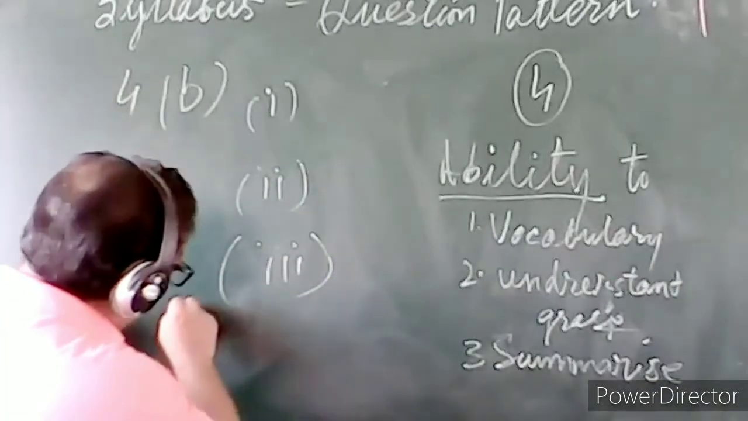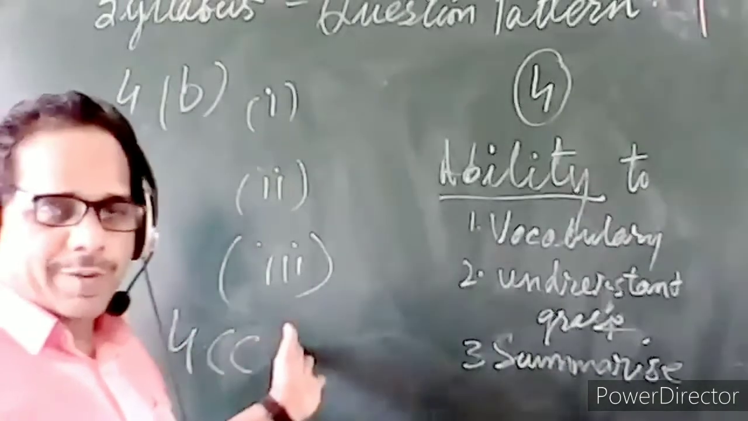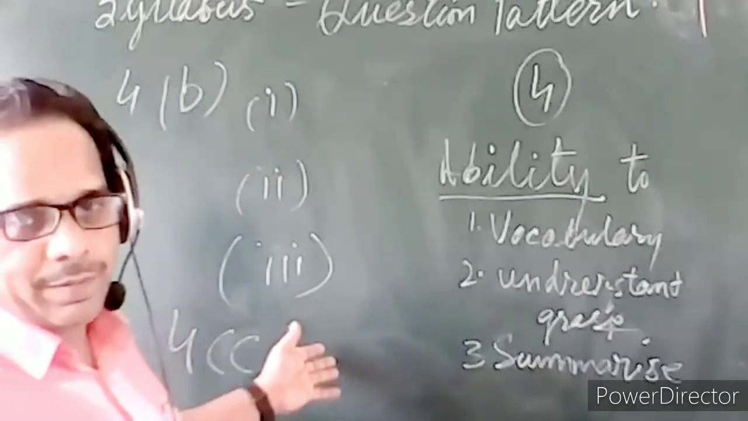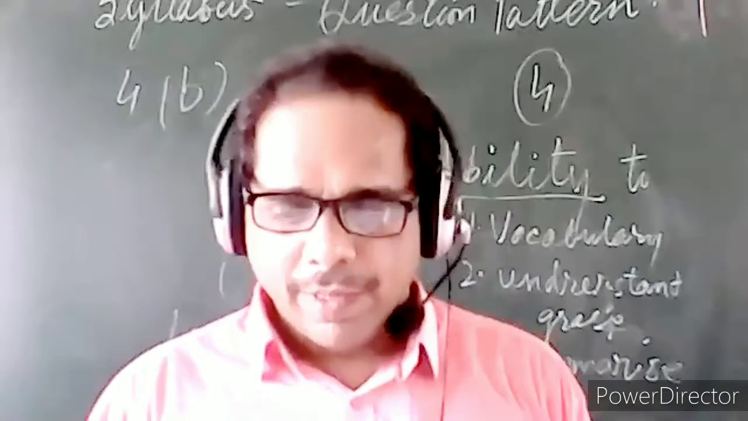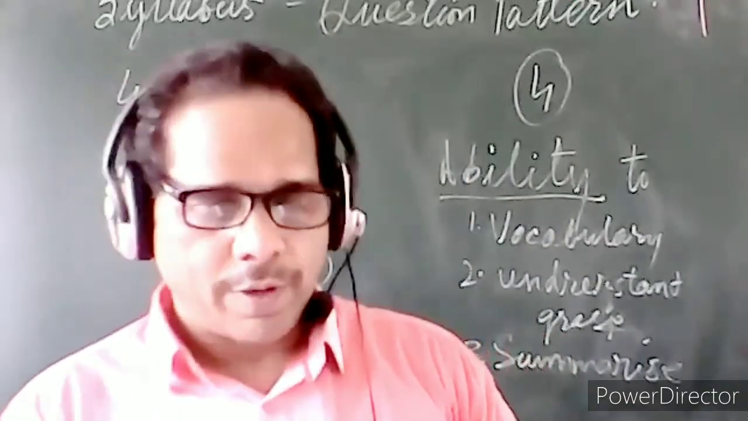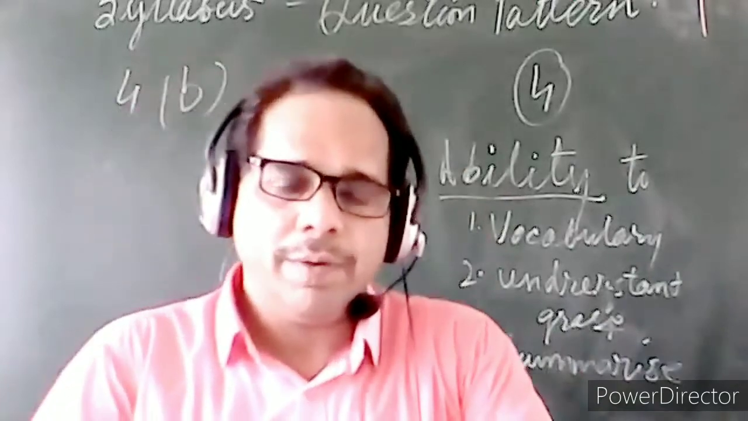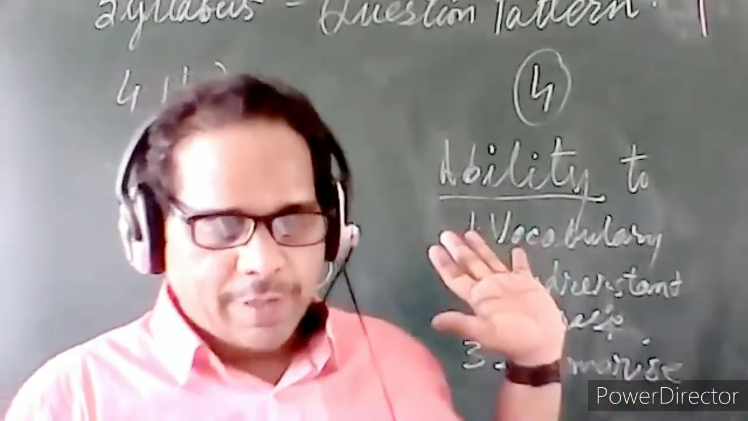Then question number 4C. Most of the time it is summary. Sometimes they ask you to give the meaning and different things. This will be studied. So that is your 4 questions in English paper 1, total English. So these are the things you'll have to study.